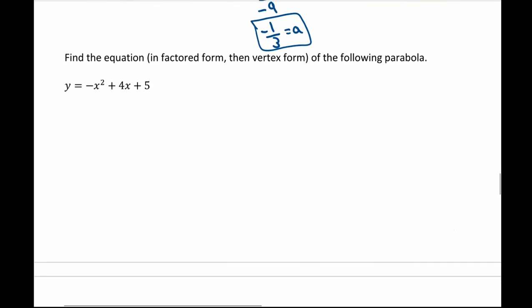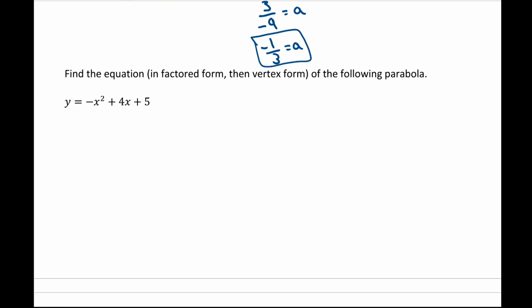The last example, here I have standard form, and I want to find the equation in factored form, then vertex form. So the first step that I need to do, if I want to go to factored form, I need to factor this. Because I have a value in front of the x squared, I have to common factor that out. I'm going to take the -1 and bring it outside. Then in the bracket, I'm going to divide every term by -1, which is only going to change the signs.